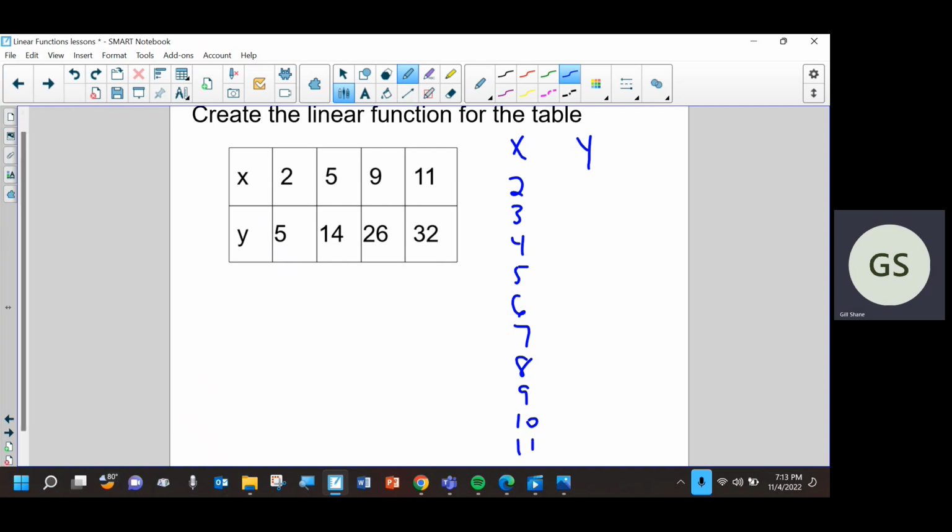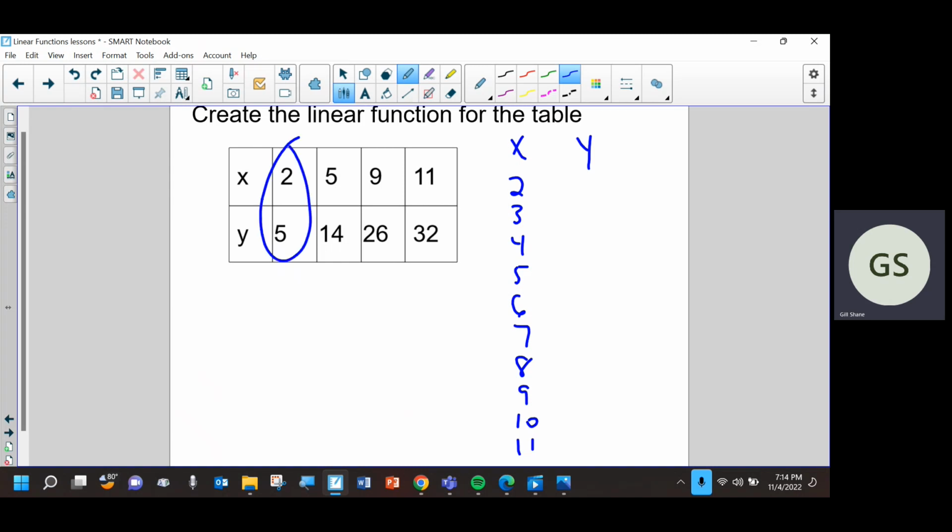So those are all the x values that would make my table look like it was going up 1 at a time for the x values. So from 2 to 11 with no points in between where we're skipping more than 1 value. Now that I have that, I go to the y column and I fill in all of my y values that I have in the table.